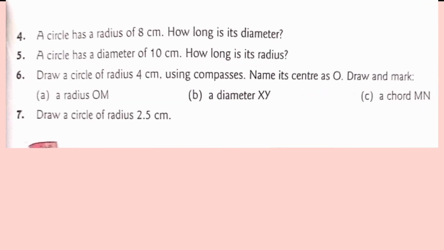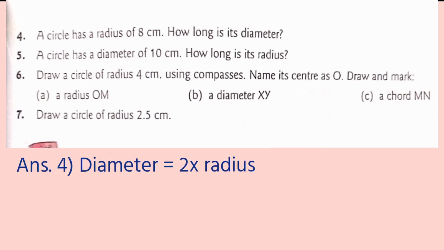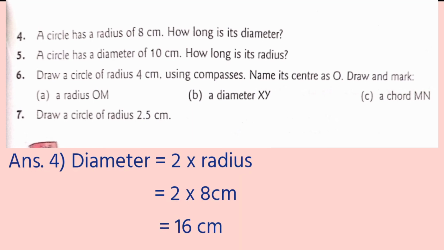Question number 4, a circle has a radius of 8 centimeter. How long is its diameter? As we all know that the diameter is twice the radius. So, we will multiply the radius with 2, and after multiplying the radius with 2, we will get 2 into 8, which is equal to 16. So, if the radius is 8 centimeter, then its diameter will be 16 centimeter long.